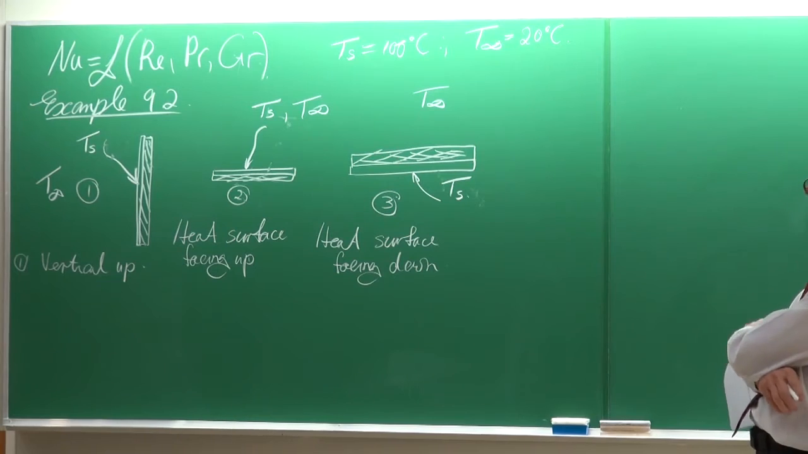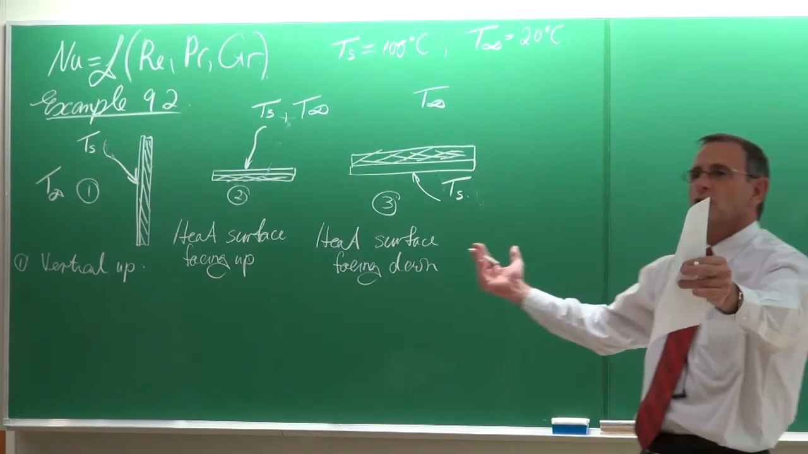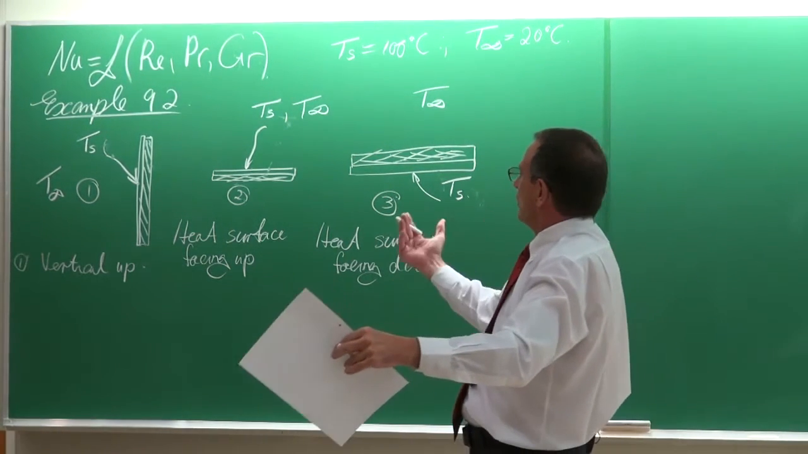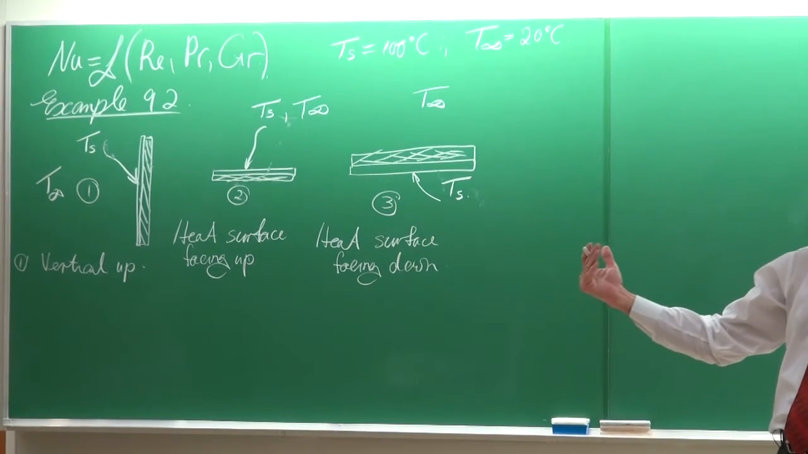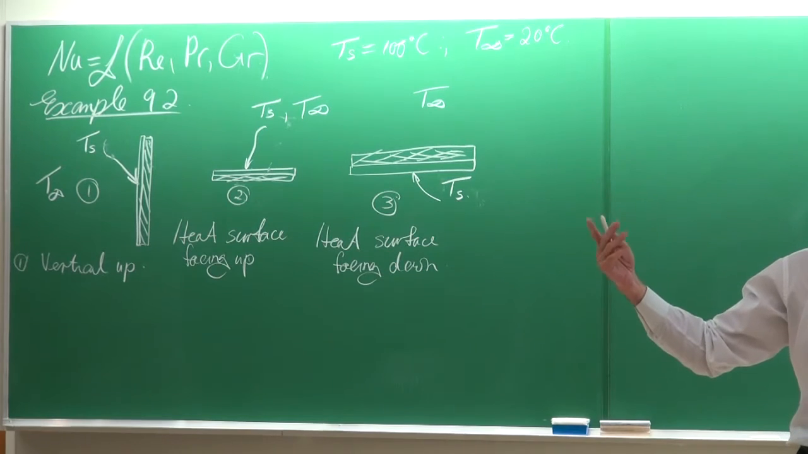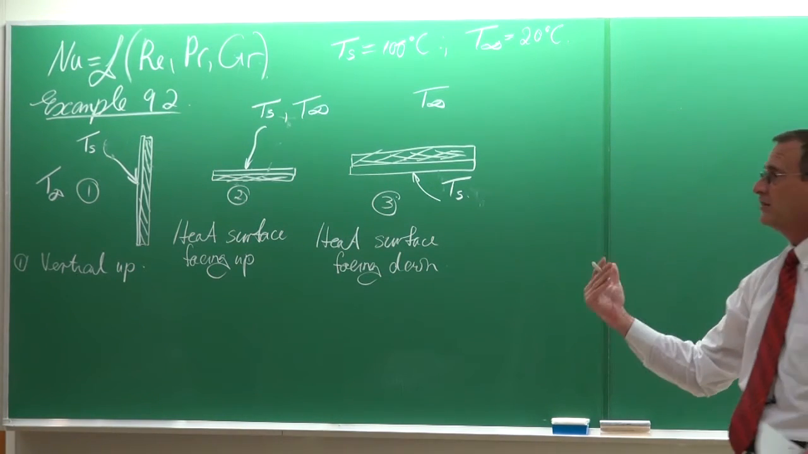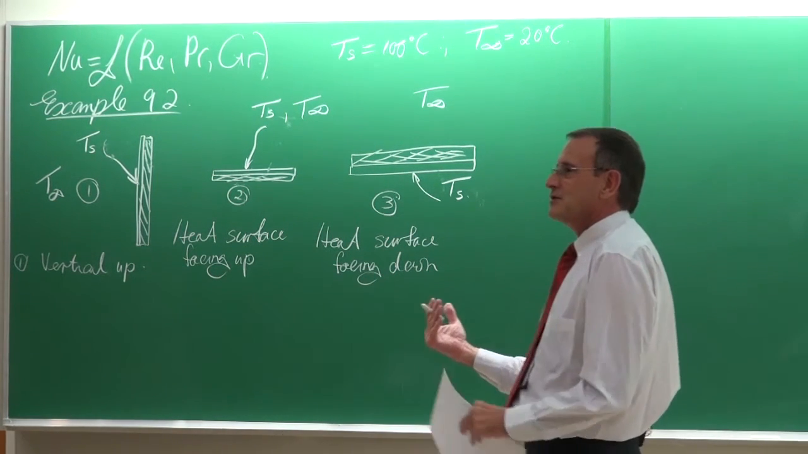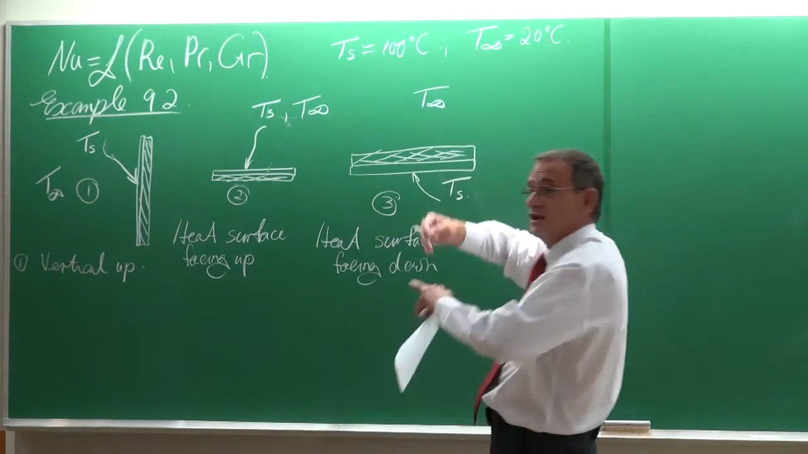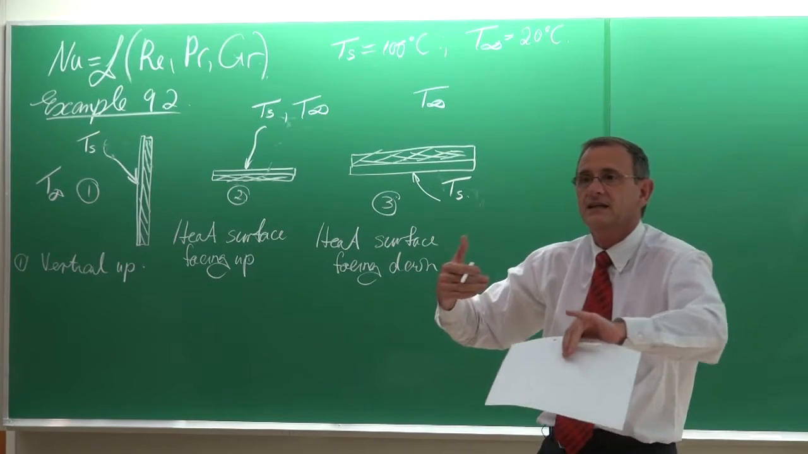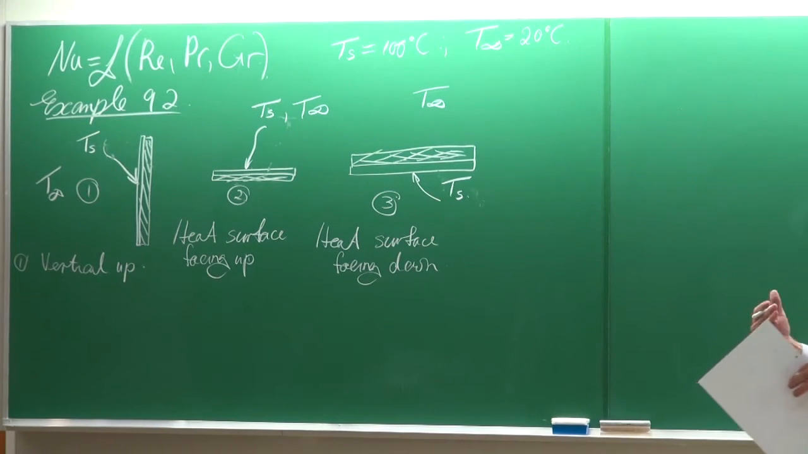So, any of you who would like to make an estimate: from which one of these plates will the heat transfer rate be the highest? All three of them have surface temperatures at 100, so they've got the same driving force from 20 to 100. There's an 80 degrees delta T. So which one do you think will have the highest heat transfer rate?